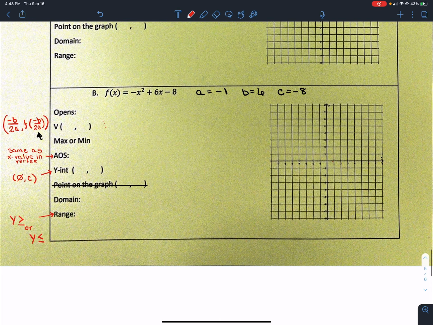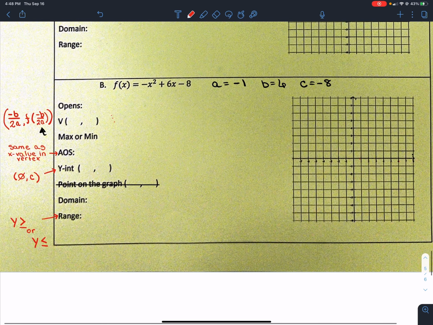All right, so for the sake of the video, I did say I was going to do B, so let's go ahead and get started with this one. I did put some notes on the left side here, all right, that I was going to be talking about. They are also on top, but I just wanted you to see them. Given the equation negative x squared plus 6x minus 8, we are going to find all these points and graph it. So our a value in this case is negative 1. Our b value is 6, and our c value is negative 8.